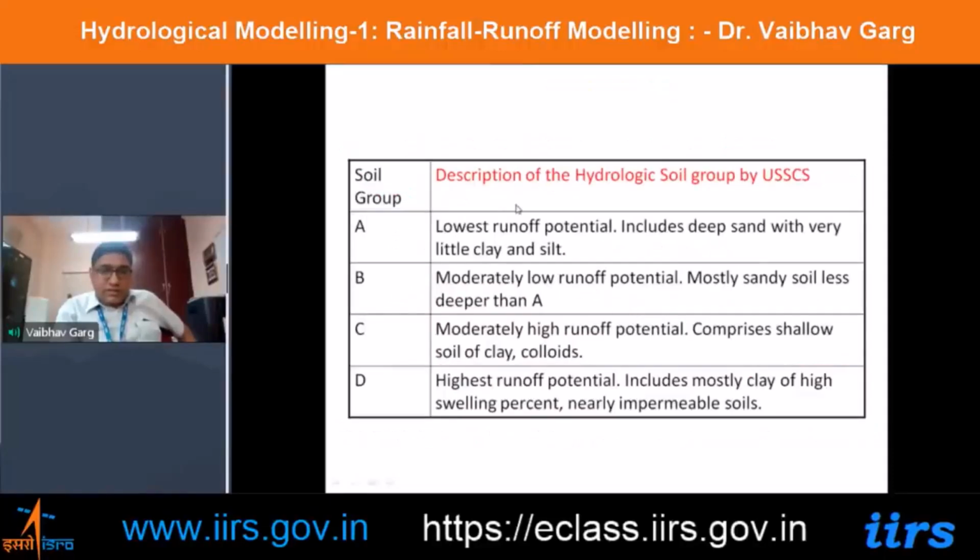In this method, the soil has been grouped into four classes, A, B, C, D, based on their runoff potential and the depth. The lowest runoff potential soils are grouped as A, whereas the highest runoff potential soils are grouped as D. In between, the classes of runoff potential are classified as B and C.